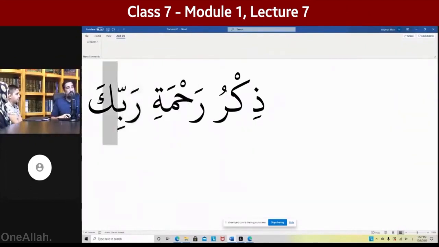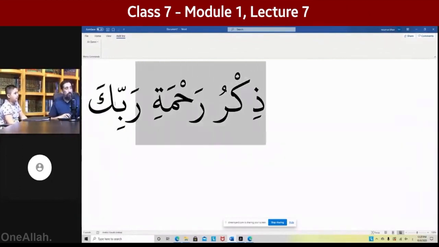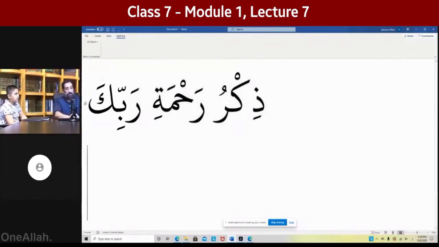An attached pronoun could be jar, therefore it is jar. So that would be the mudaf ilayh. So dhikru mudaf, rahmati mudaf ilayh. Rahmati mudaf, Rabbi mudaf ilayh. Rabbi mudaf, ka mudaf ilayh. And somebody says, give me the four properties of this whole thing. All I have to do is figure out the four properties of dhikru, which would actually be rafa, because dhikr is singular.